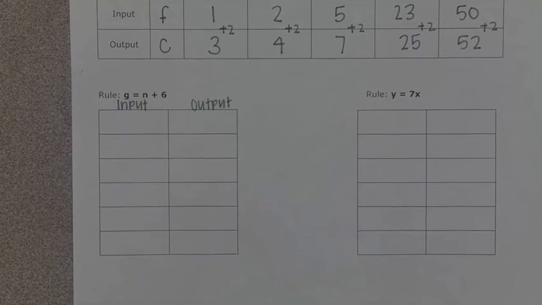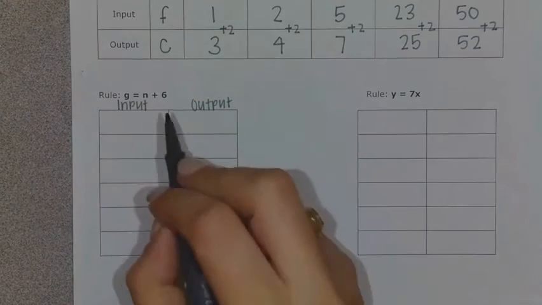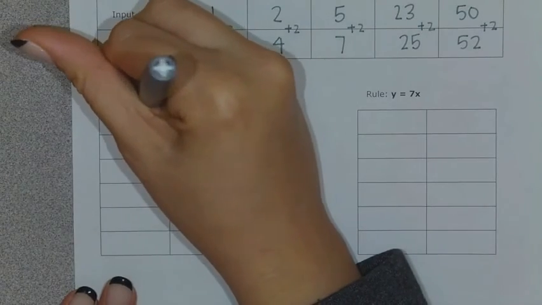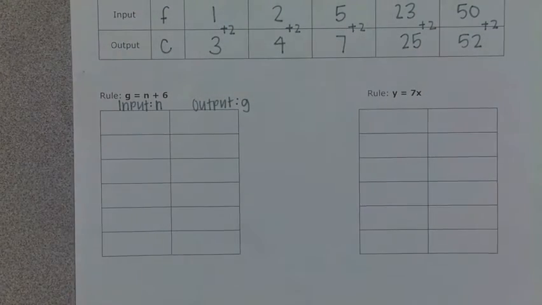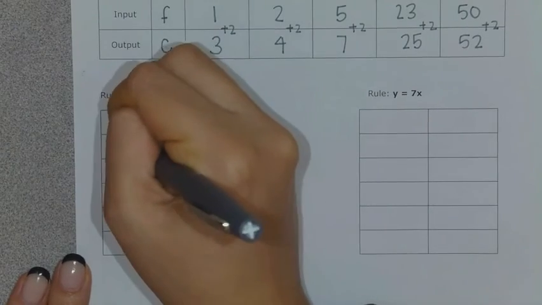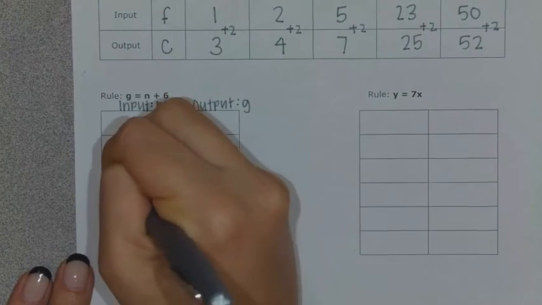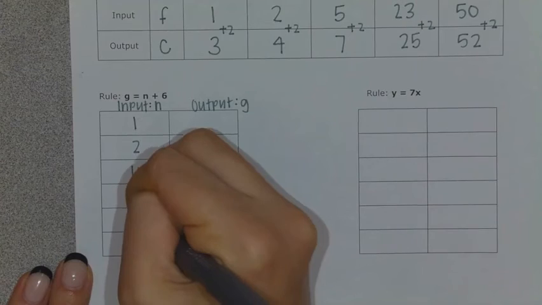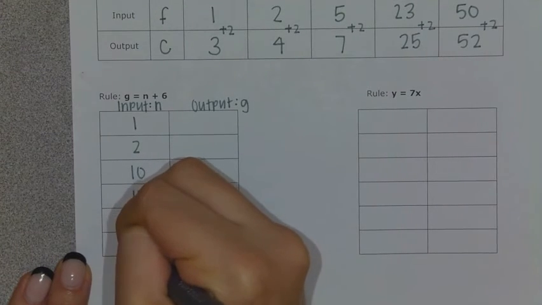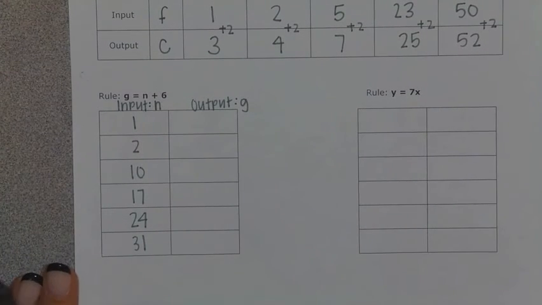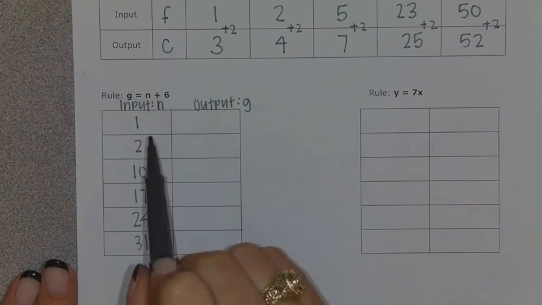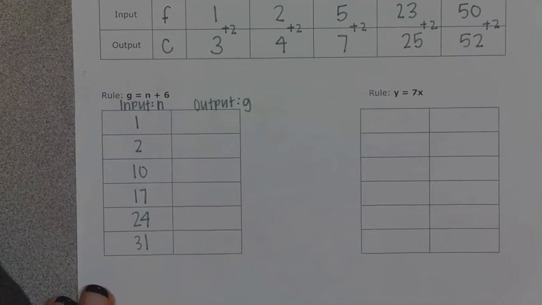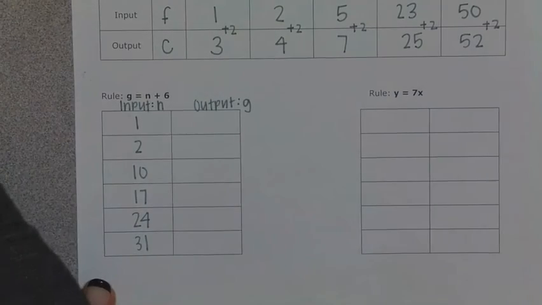Okay, so remember your input is the variable that is having something done to it. So N is having 6 added to it, so my input variable is N. My output variable is G. So I'm going to give you some input numbers, some input coordinates. I'm going to say the first one's 1, 2, 10, 17, 24, and 31. So I want you now, with the people sitting at your table, take the next 30 seconds and, using our equation, using our rule, and using our input coordinates, just come up with what are the correct outputs.